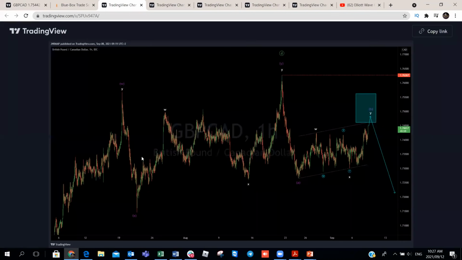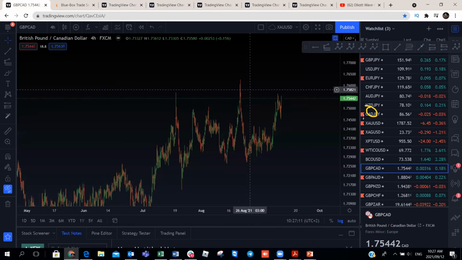So pound CAD, we were looking for pound CAD to come into the blue box. This is the trade setup that we've got. We're currently in the blue box. We have traded here around the 75 area. Now the question is, are we going to get the reversal here on pound CAD? So it's going to be interesting at this level. So for now, let's just watch it in the blue box.